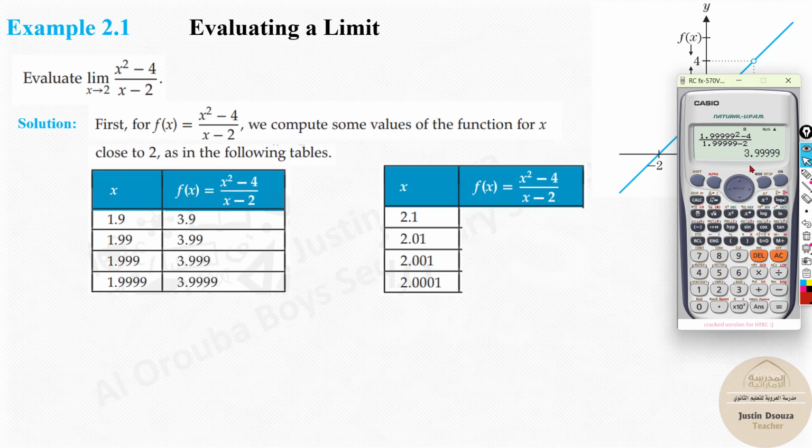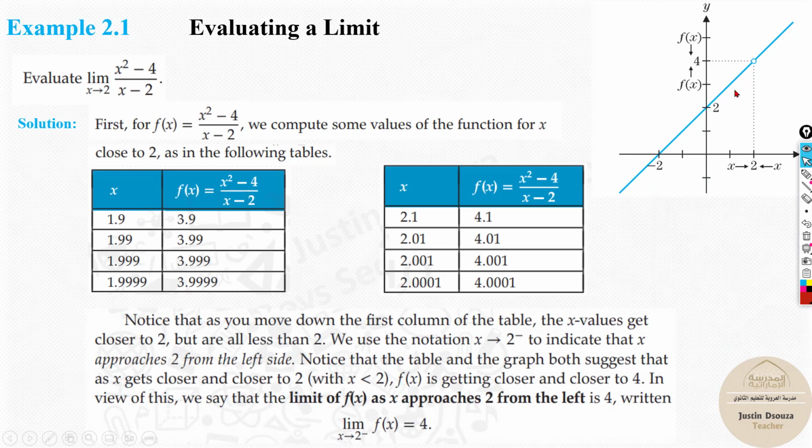Okay, so the answer is 3.9999. It's almost 4. Now same thing, let me change this to 2.0001. Okay, not 2.00 because you will not get the correct answer. It will be undefined. Over here, what I'm doing is putting very close to 2, but it's not exactly 2. And the answer is 4.001. So you can say that near, just before and after, it is always 4. So we can ultimately tell the answer as 4.